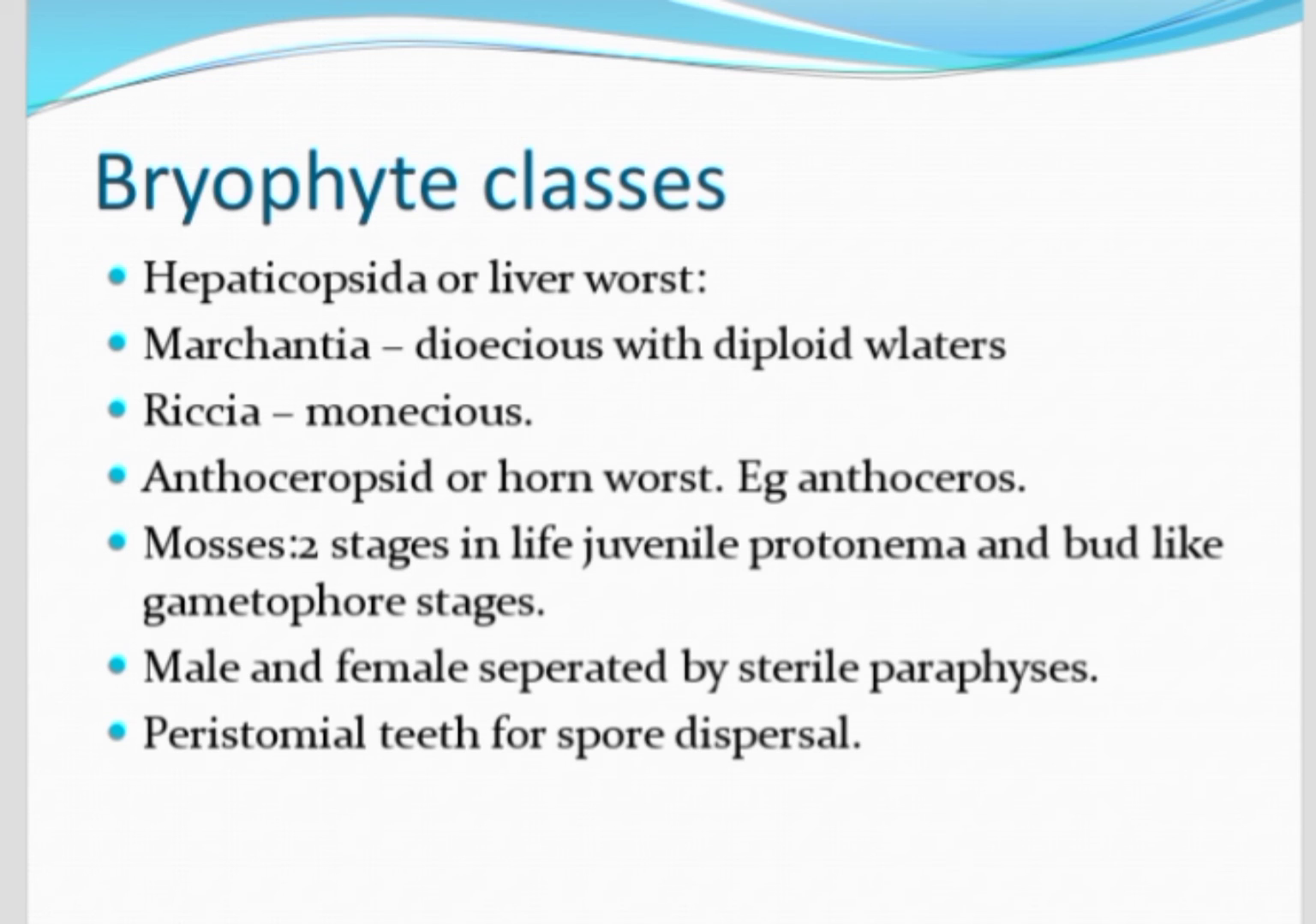Bryophyte classes: Hepaticopsida or liverworts. Marchantia is dioecious with diploid elaters, and Riccia is monoecious. Anthocerotopsida or hornworts, Anthoceros is the example. Pseudoelaters are present. Then the mosses.